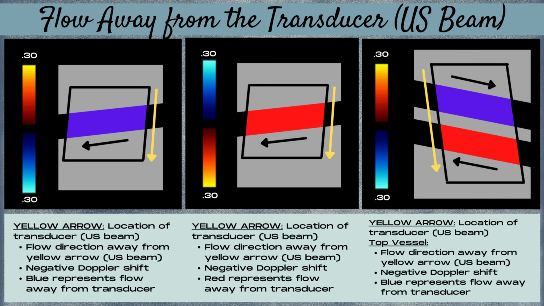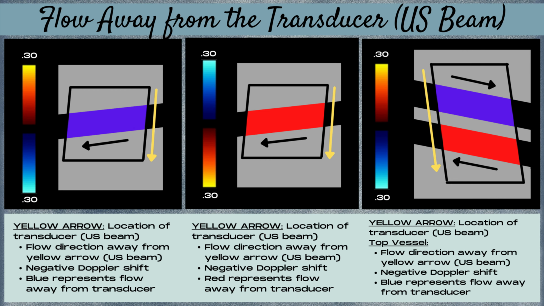In the middle image, the yellow arrow depicts the location of the transducer or ultrasound beam. The flow direction is moving away from the yellow arrow or ultrasound beam. The color on the bottom of the color Doppler map is red. So in this instance, red is going to represent a negative Doppler shift or flow moving away from the transducer.